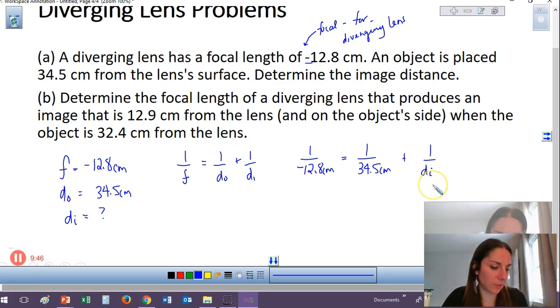I have my calculator here. Don't worry, I have a spare calculator as that one's batteries are dead. Alright, so we have negative 12.8, and then I'm going to do shift inverse, minus 34.5 shift inverse, and then I'm going to take the inverse of that answer. Beautiful. Okay, so I get negative 9.336, so let me write that down.